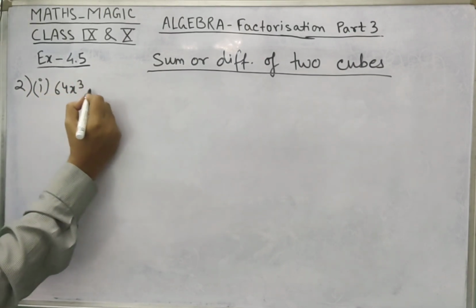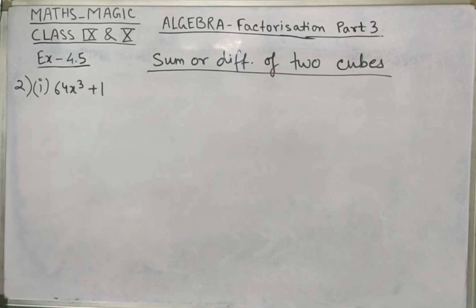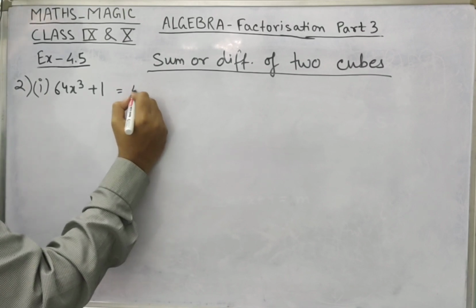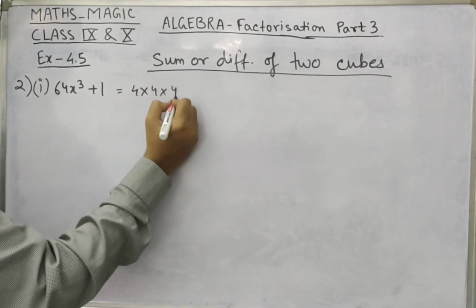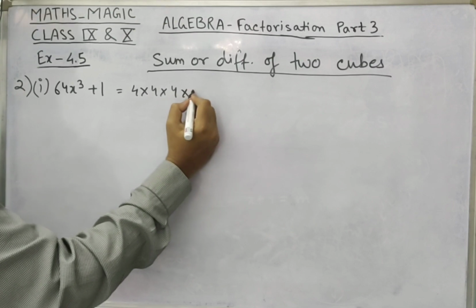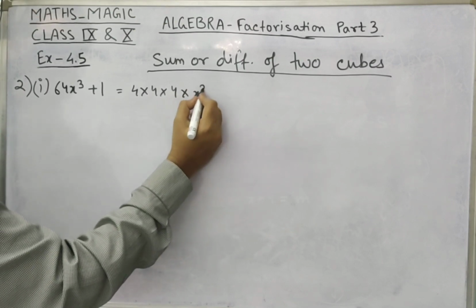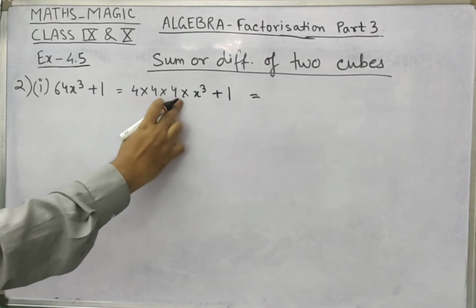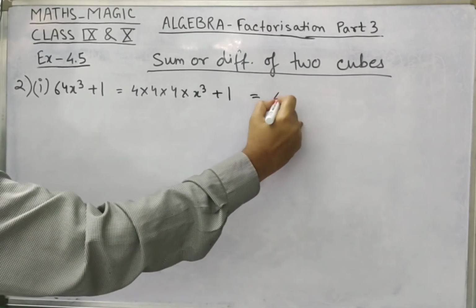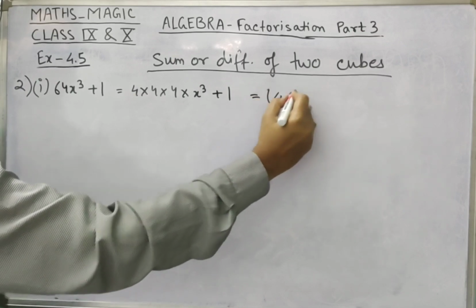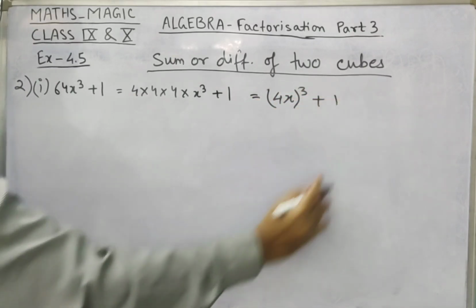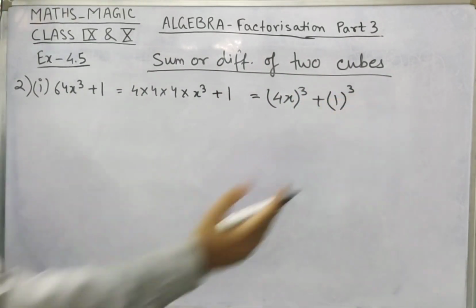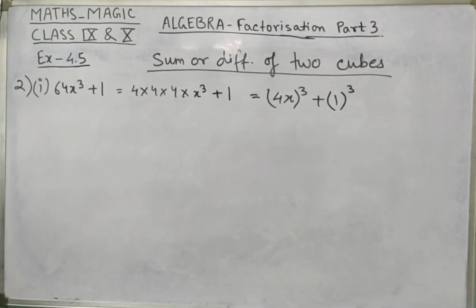64x cubed plus 1. So now let us break this. 64 is 4 into 4 into 4 into x cubed plus 1. Now 4 into 4 into 4, I can write as (4x) whole cube plus 1. Okay, now for 1 also I can put it as a cube, doesn't matter. 1 cube is again the same as 1.